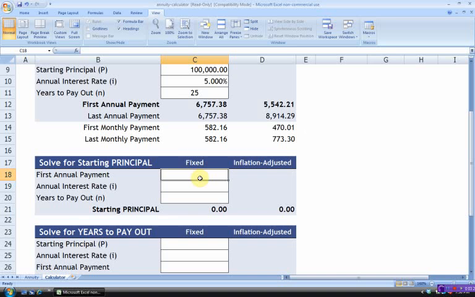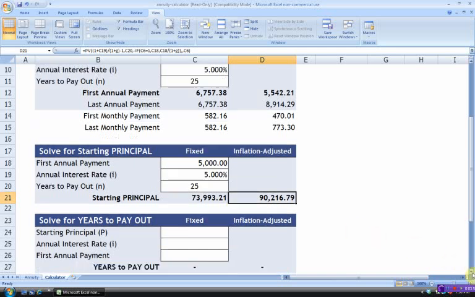How much is your annuity worth given certain inputs? So let's say that the first annual payment is $5,000. We'll assume an annual interest rate of 5%, and we'll assume 25 years to pay out. So we see that in a fixed annuity, our starting principal is about $74,000, and our inflation adjusted value of the principal is a little more than $90,000.